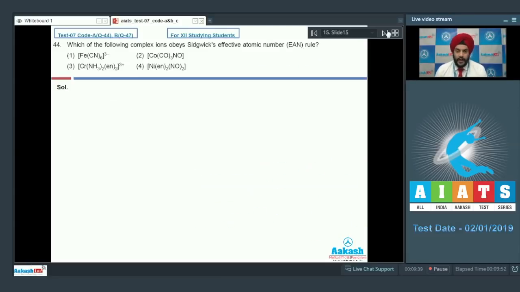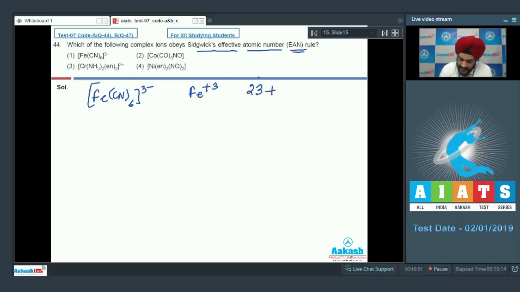Question number 44. Which of the following complex ions obeys Sidgwick's effective atomic number rule, which is also known as the EAN rule? If we talk about the first option, we have [Fe(CN)6]3-. So the Fe is present in a state of +3. It has 23 electrons of its own, plus the 12 electrons donated by the cyanide ions, and it is going to have an effective atomic number of 35. So this does not follow the effective atomic number rule.